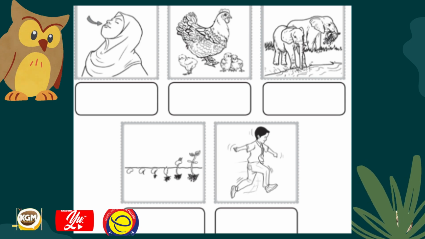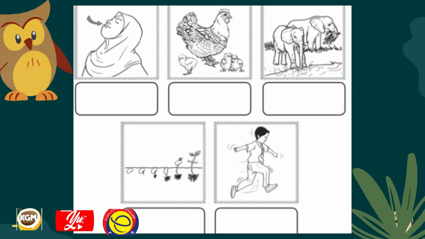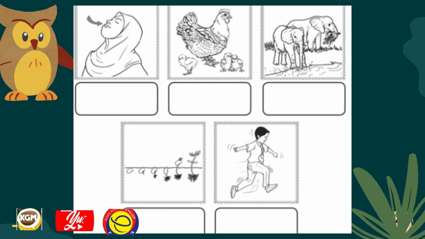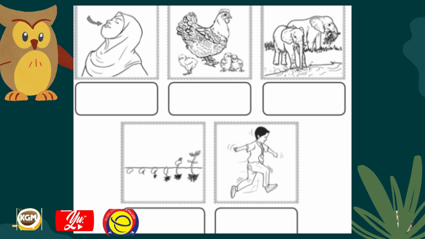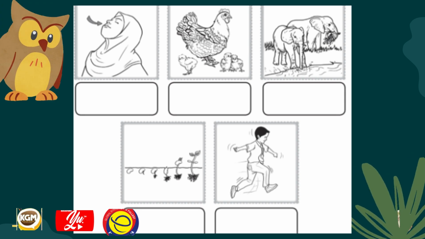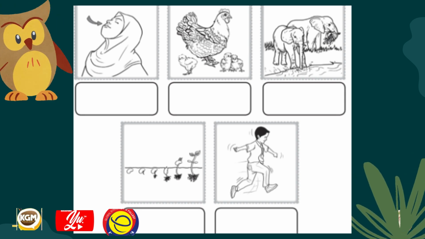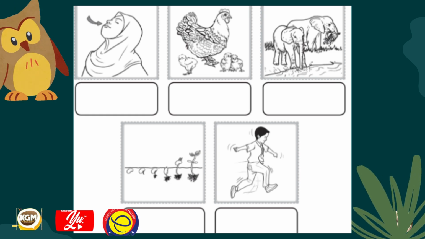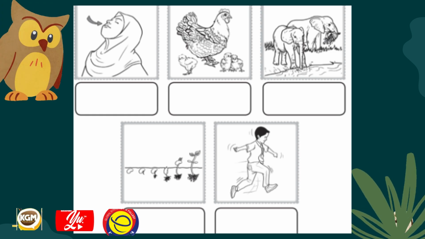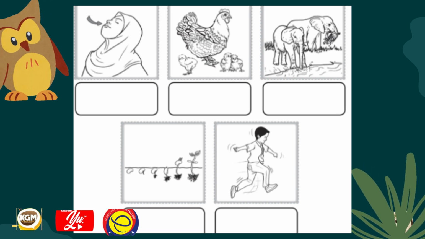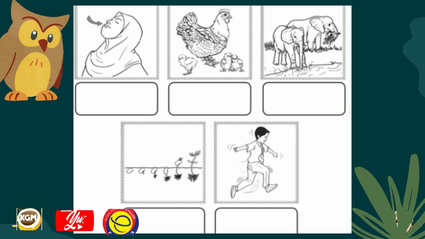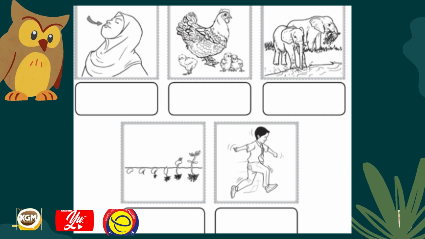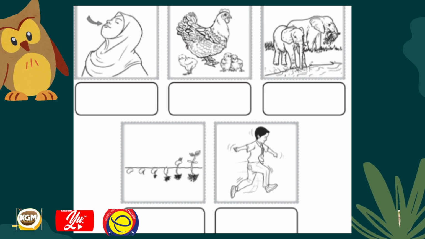Look at the baby chicks. They are playing very happily with their mother. This shows living things can make their offspring. Living things can reproduce. What are the elephants doing? They are drinking water and eating grass. This shows living things need food and water.